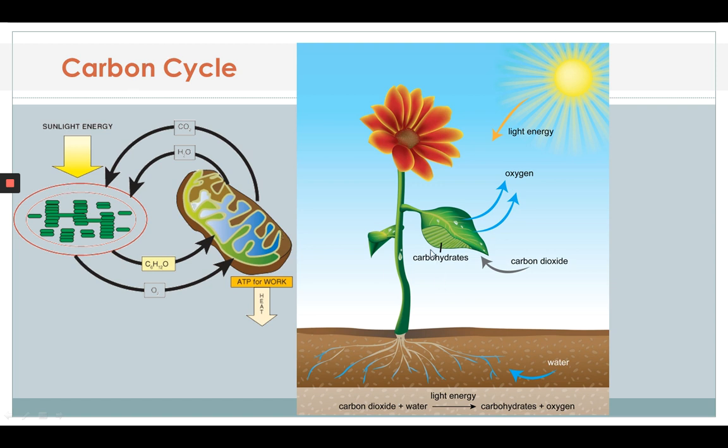In the diagram, you can see a flower taking light energy in, creating oxygen as a byproduct of making the carbohydrates in addition to the water and the carbon dioxide. And this shows it on a small level for algae.